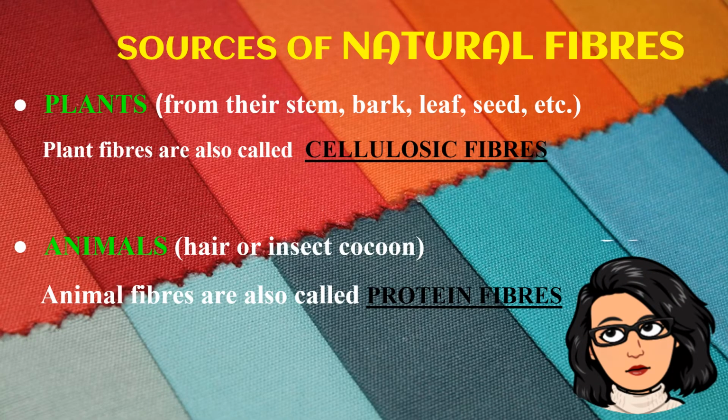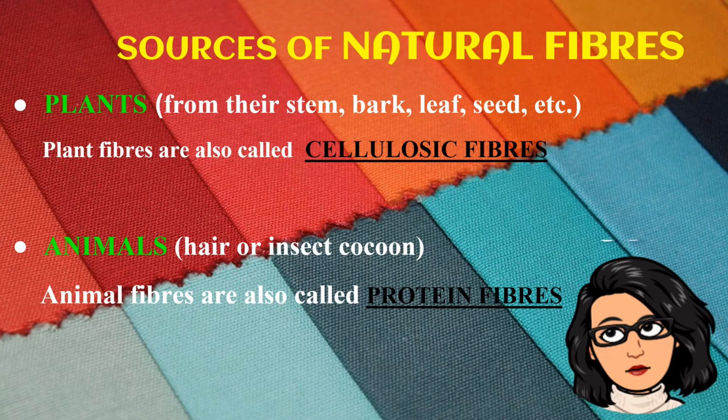Sources of natural fibers. Students, there are two natural sources from where we get fibers, and these two sources are plants and animals. In the case of plants, the parts from where we get fibers are stem, bark, leaf, seed, etc. And plant fibers are also called cellulosic fibers.